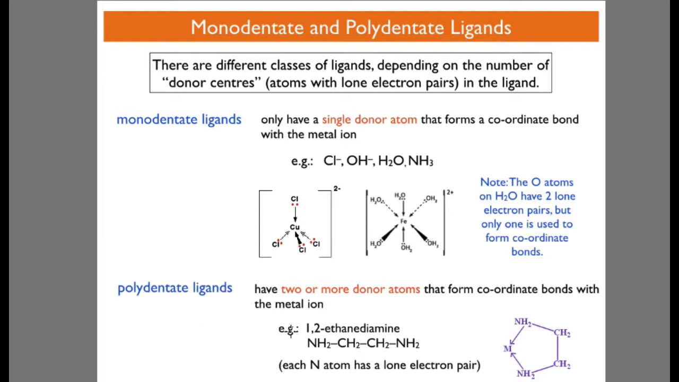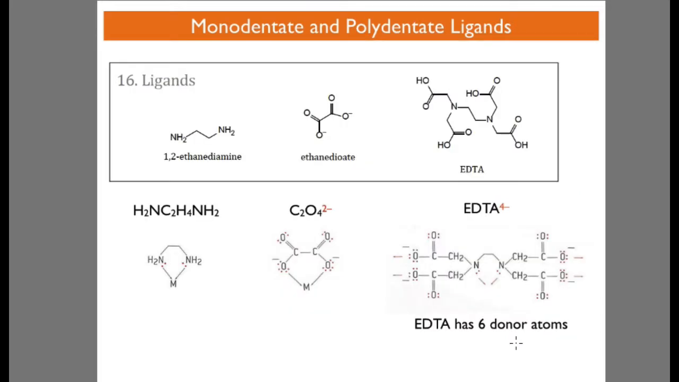Conversely, polydentate ligands have two or more donor atoms that form coordinate bonds with the metal ion. A good example is 1,2-ethanediamine. If you look carefully, you can see each nitrogen atom has a lone pair which is going to the metal. So you get a lone pair from here and a lone pair from there. A single molecule is forming two coordinate bonds or two dative bonds. So there's ethanediamine, there's also ethanedioate, and EDTA, which I think is ethylenediaminetetraacetic acid.